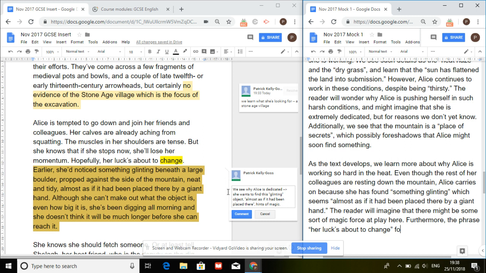So there's a perspective change that, again, foreshadows something Alice might soon find. Something foreshadows Alice's possible discoveries related to this object.